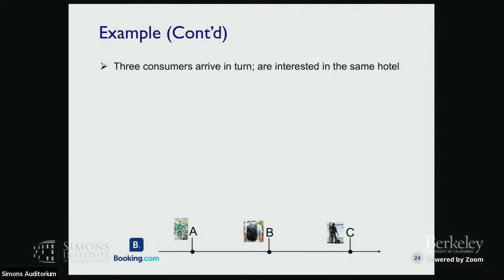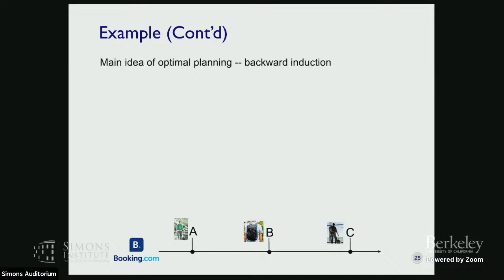To illustrate how to do optimal planning, let's continue with the previous example I showed you. But now let's assume there are a bunch of consumers. Three consumers arrive sequentially, and they're all interested in this hotel. The popularity of the hotel is going to evolve depending on whether the current consumer books it or not. That's the state of nature evolving. So how do I do optimal planning in this problem? The idea is still similar to MDP, just backward induction, but you need to do it in a more careful way.